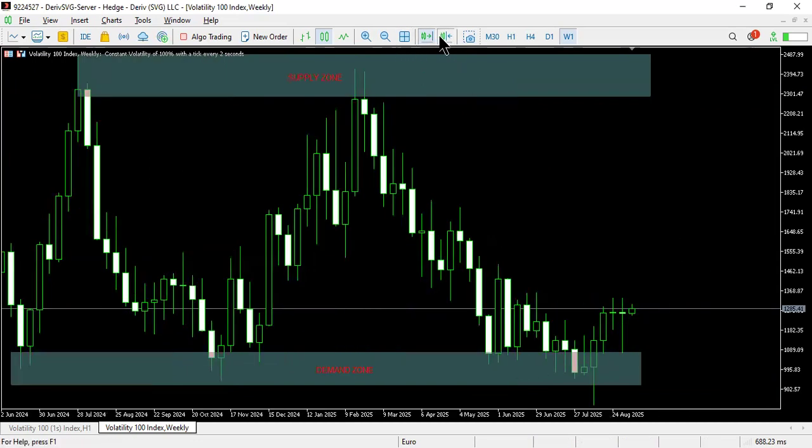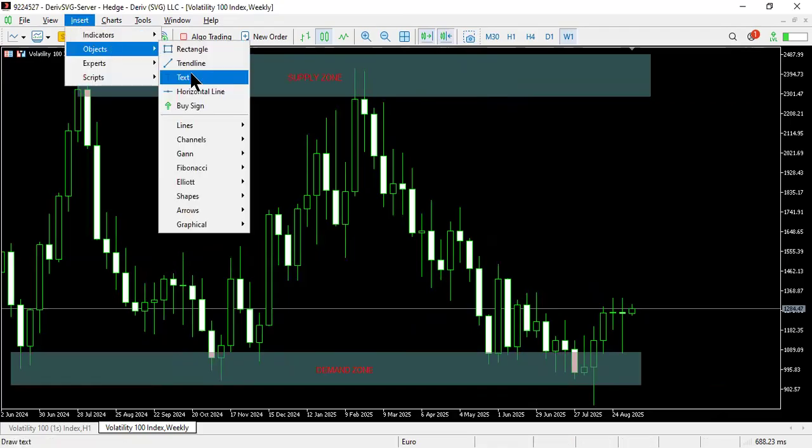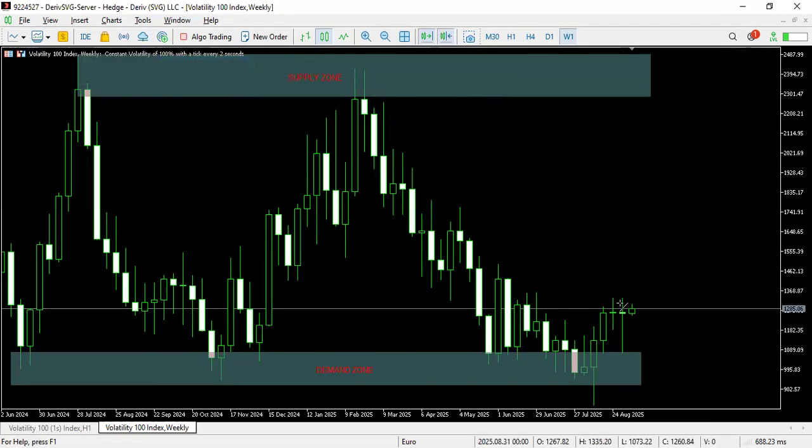So the bias on VIX 100 is bullish. So you should look for buys on VIX 100, because we are moving from a major level, which is a demand zone, a weekly level. So that's what I'm anticipating for price to push up until that supply zone. So the bias on VIX 100 is bullish, so you should place buys. That is all from the weekly time frame.